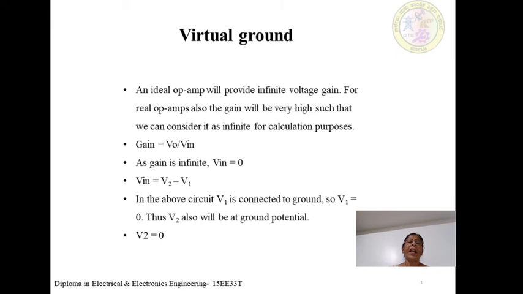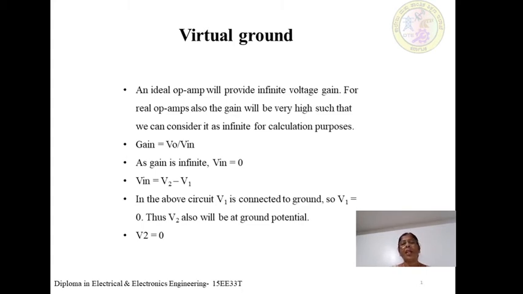An ideal op-amp will provide infinite voltage gain, but an actual op-amp also has a very high voltage gain. In the case of the operational amplifier with virtual ground, the gain is equal to V0 by Vin. As an infinite gain, we have assumed virtual ground in the actual amplifier. So the voltage gain is infinite.